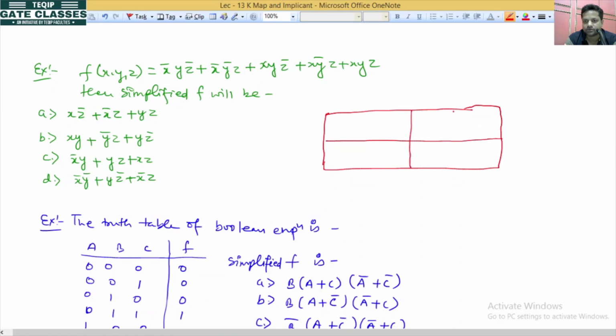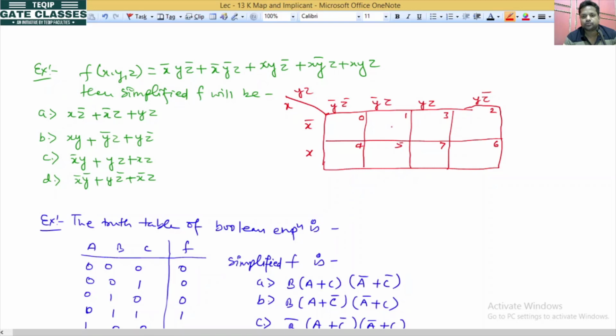So this is our 3-variable K-map. Suppose I have x here and yz here. So it will be y bar z bar, y bar z, yz, yz bar, and x bar, x is 0, 1, jump to 2, 3. Now I am going to put one output in these cells.